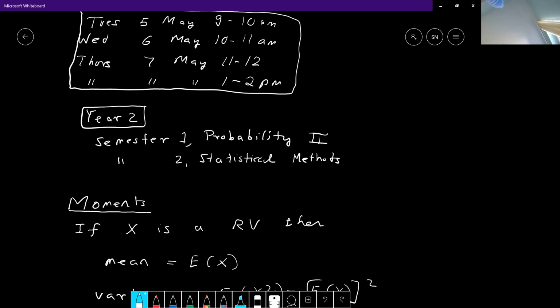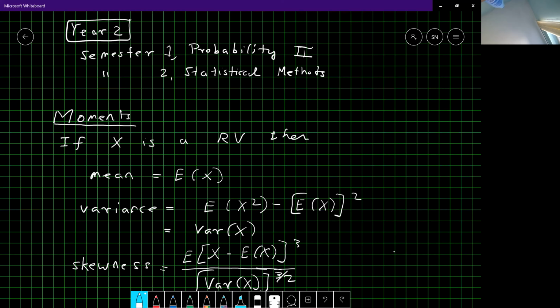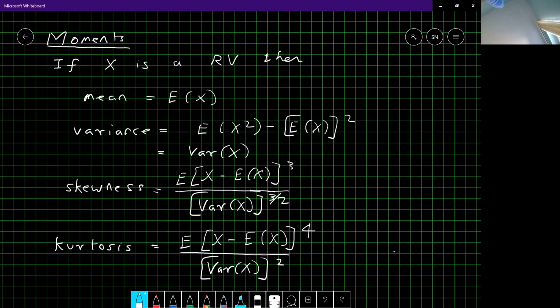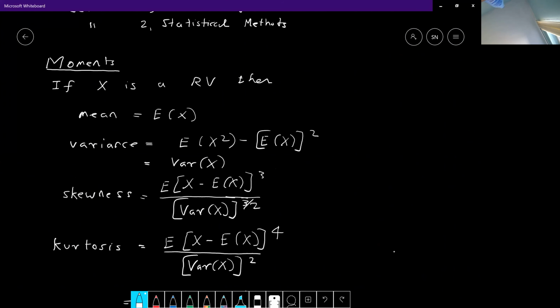Okay, so the first thing I talked about yesterday was about moments of a random variable. We talked about it in the beginning of this course. If you have a random variable X, then the mean is the expectation. The variance is given by this formula here. But there are higher moments than mean and variance. One of them is called the skewness, and it's defined by this formula. Another one is called kurtosis, which is defined by this formula here, right?